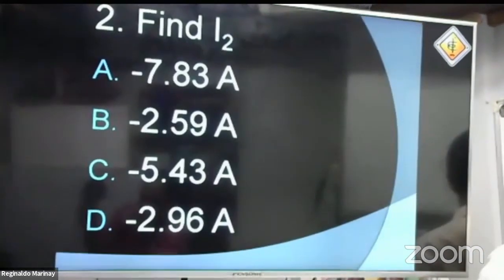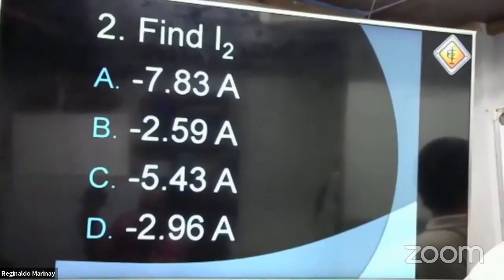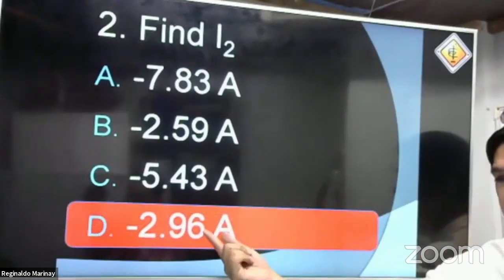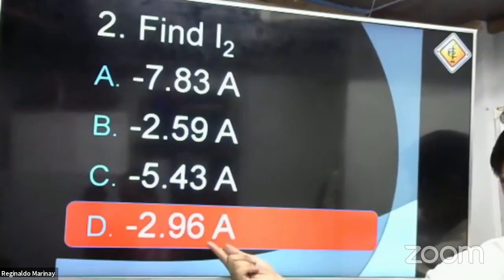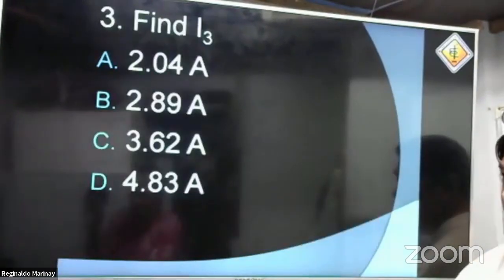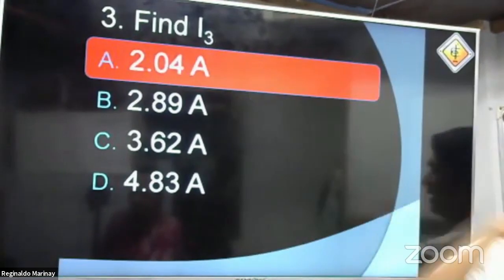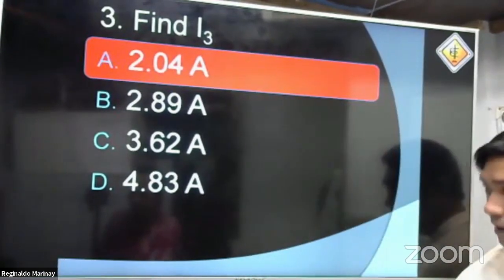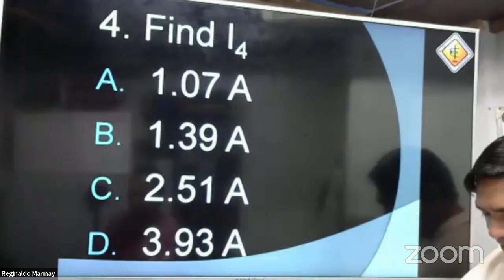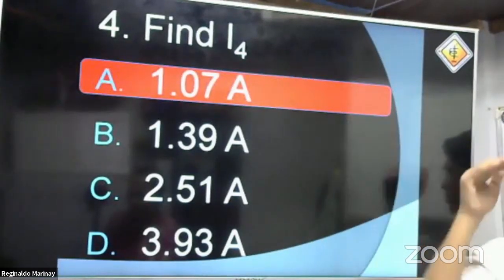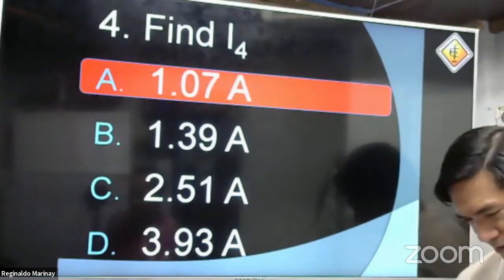For number 2, our answer on the board is negative 2.96. So, here, the answer will be letter D. Then for number 3, our answer is 2.04, just like what's on the board. For I sub 4, we have 1.07. Yes, that's correct. Therefore, we are correct.